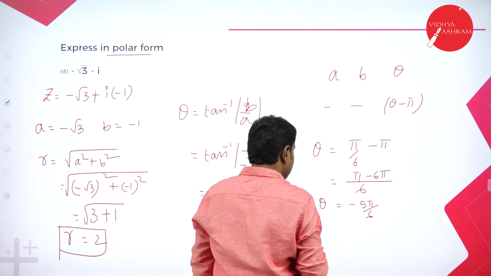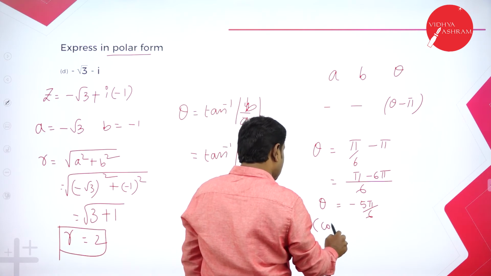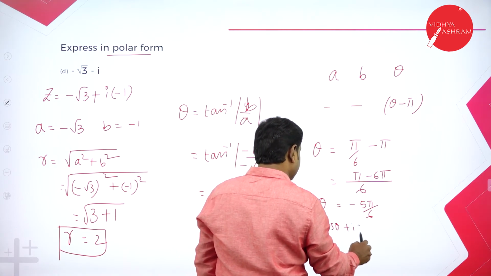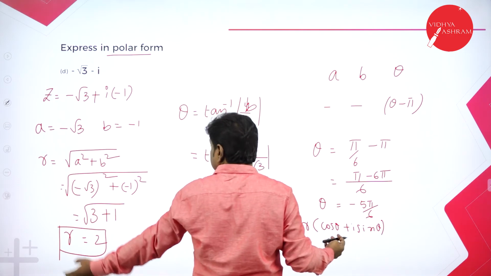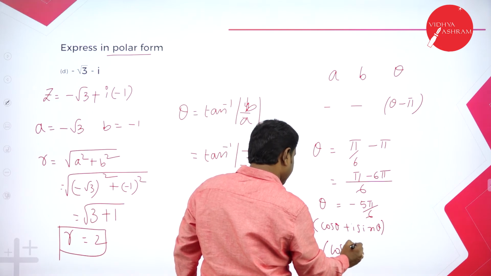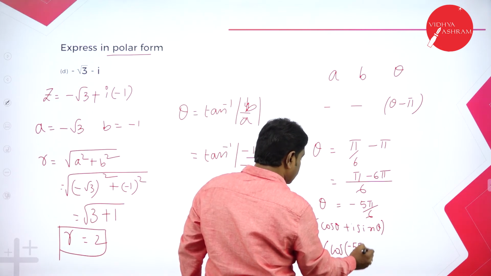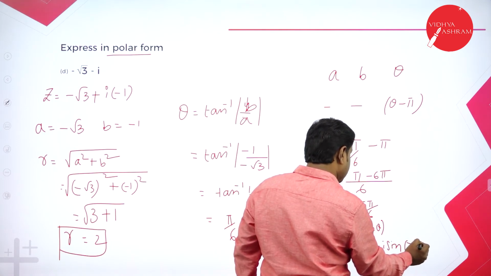This is theta. Now the polar form. What is the polar form? Z is equal to r cos theta plus I sin theta. Now what is r? R is the modulus. What is the modulus? 2. So Z is 2 cos minus 5 pi by 6 plus I sin minus 5 pi by 6.